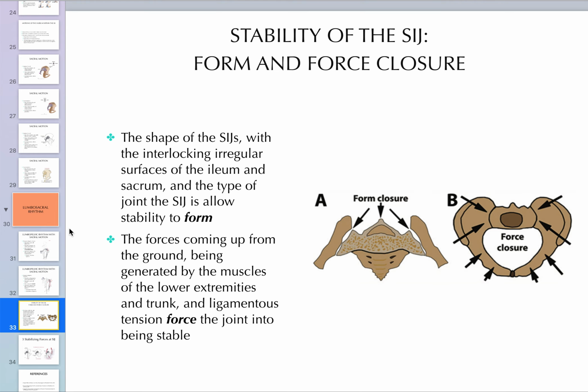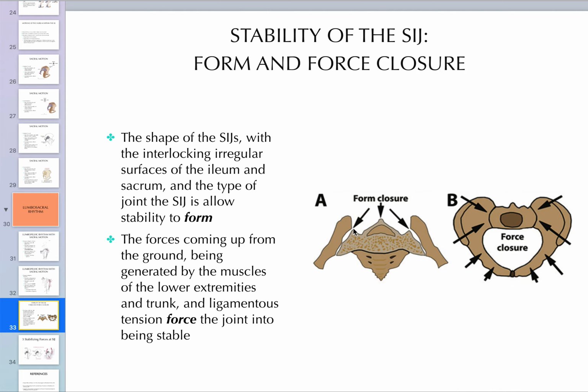So, stability of the sacroiliac joint. Stability of the sacroiliac joint can be made from two different concepts, right? There is a form closure concept and there is a force closure concept. You will dive into it a little bit more in other classes, but this is just an introductory slide for you.